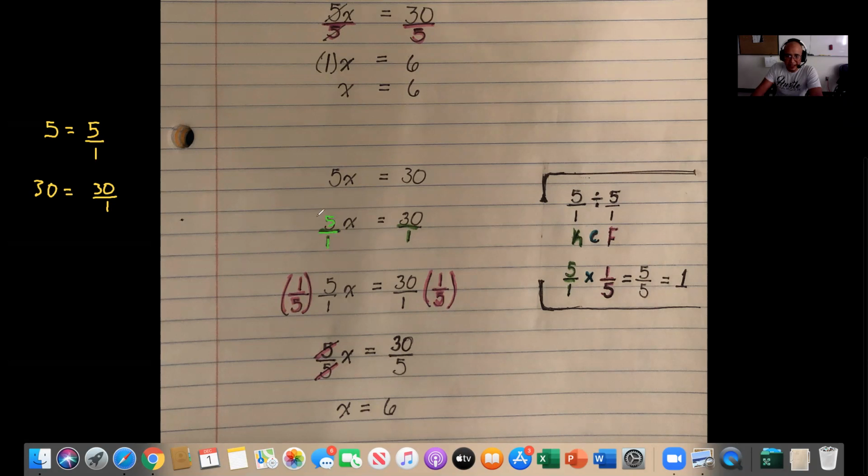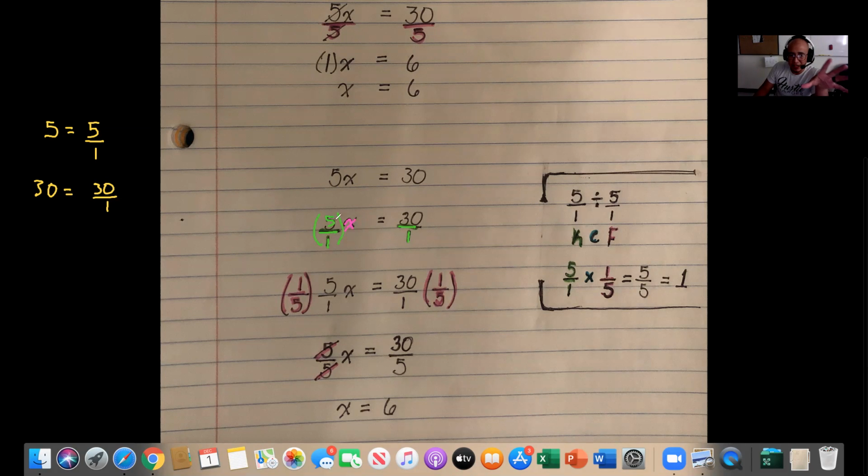Now multiplying this, I'm still multiplying this times x, and then is equal to 30 over 1. I just put the parentheses here to make it obvious that I am multiplying. All right. Now, the awesome thing about fractions here is that there's a shortcut that we can use to get rid of the fraction. Remember, we want to isolate the x. I want to have the x all by itself.